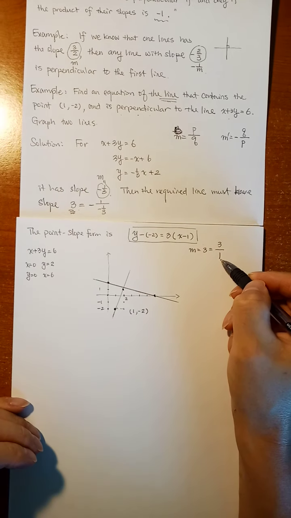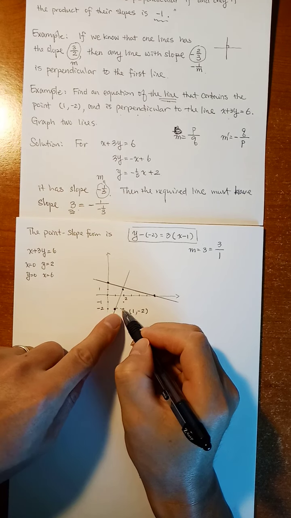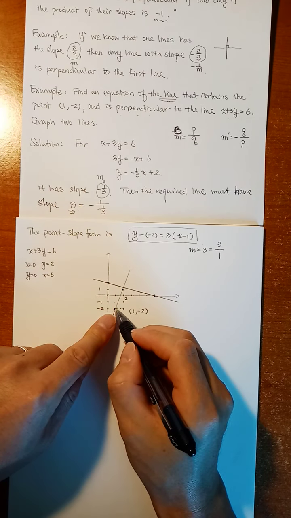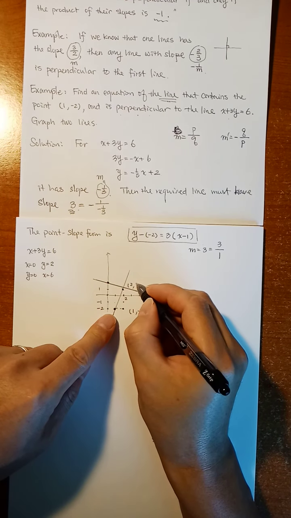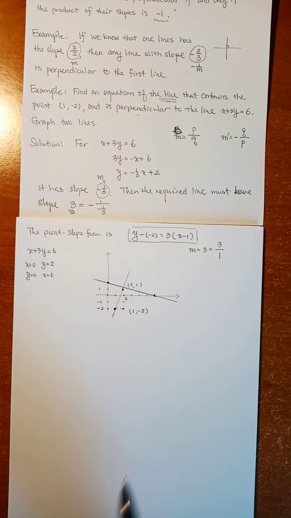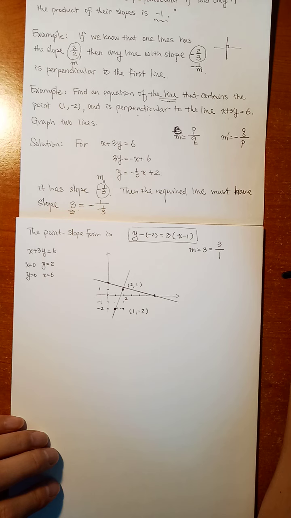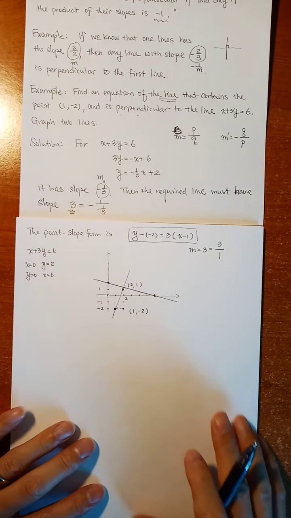Okay, so rise over run. Rise, you have 3, you lift 3 units. So from here you get 1, 2, 3. Run is 1, so from 1 to 2, you get 1. So it's 2, 1. This point is 2, 1. So this is the example of looking for the perpendicular line.